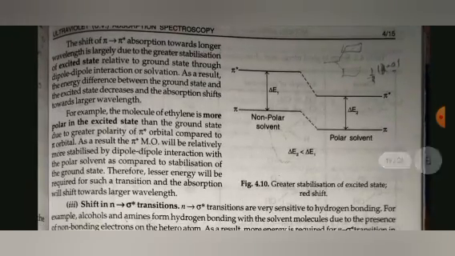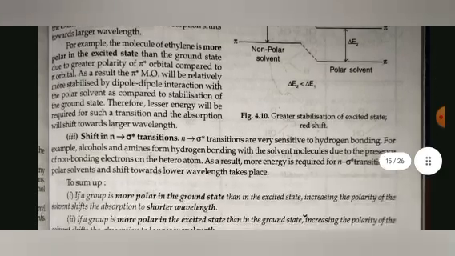The shift of pi to pi star absorption towards longer wavelength is largely due to the greater stabilization of the excited state relative to the ground state through dipole-dipole interaction or solvation. As a result, the energy difference between the ground state and the excited state decreases and the absorption shifts towards longer wavelength. For example, the molecule of ethylene is more polar in the excited state than the ground state due to the greater polarity of the pi star orbital compared to the pi orbital. As a result, the pi star molecular orbital will be relatively more stabilized by dipole-dipole interaction with the polar solvent as compared to the stabilization of the ground state. Therefore, lesser energy will be required for such a transition and the absorption will shift toward longer wavelength.